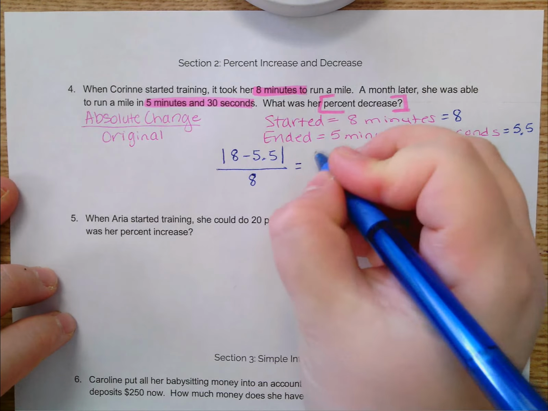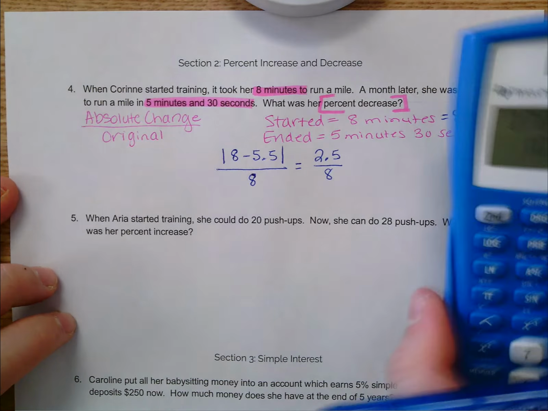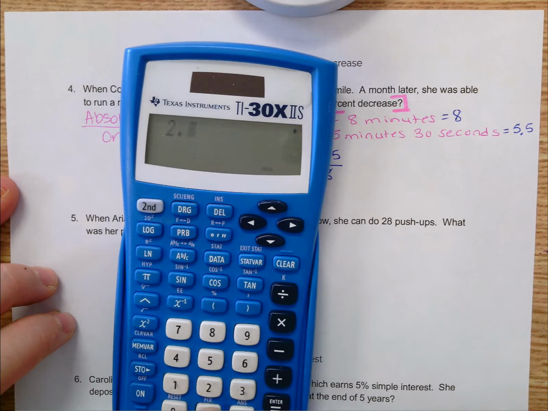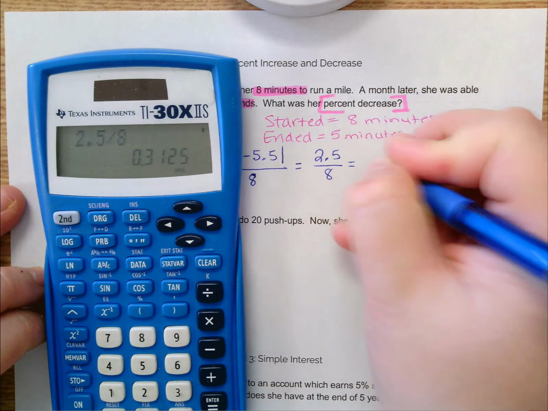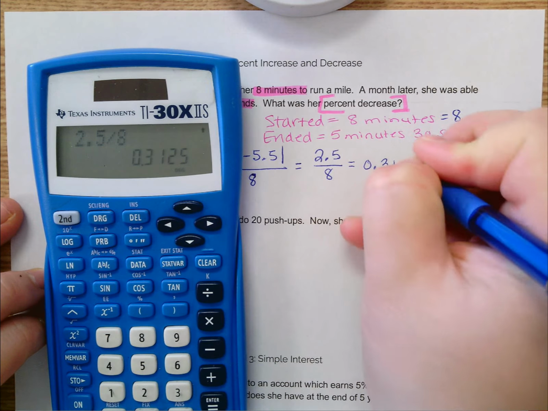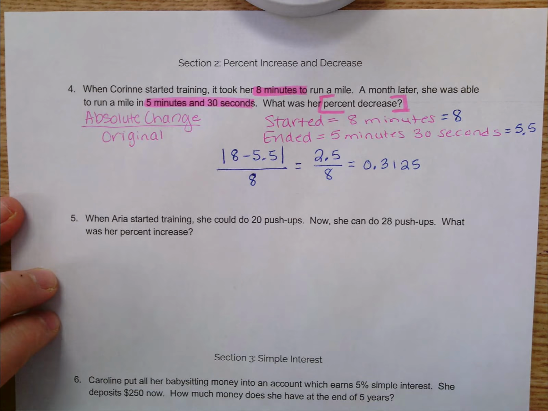8 minus 5.5 is going to equal 2.5. So that simplifies my problem to 2.5 divided by 8. If I take 2.5 divided by 8, I end up with 0.3125. So what that means is that Corinne decreased her time on the mile run by 31.25%.